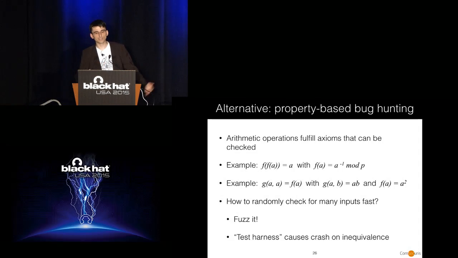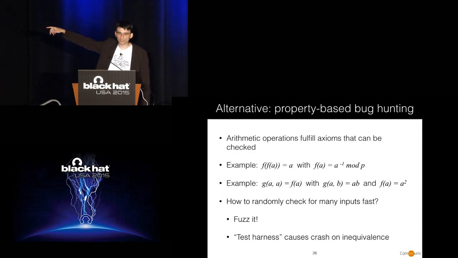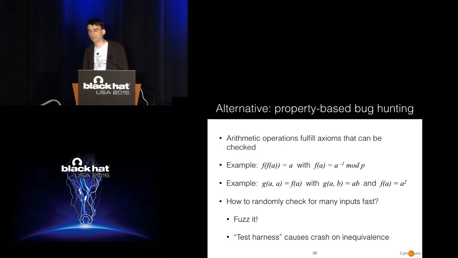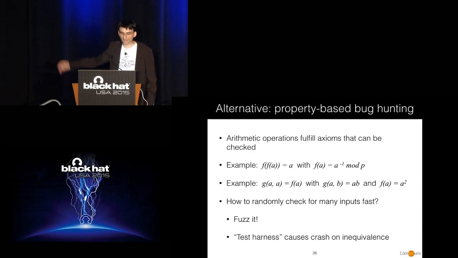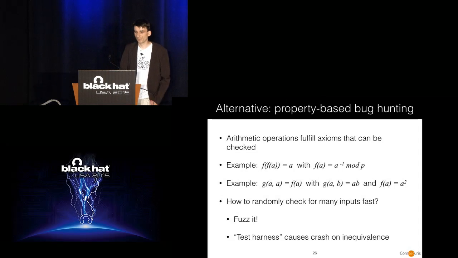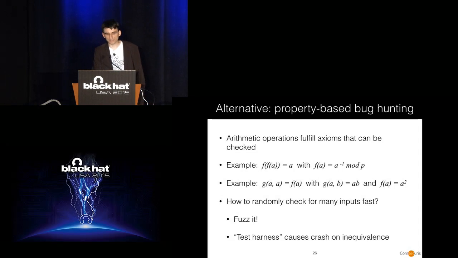If you take the square, okay, there's a mistake on the slide. If you give the arguments a, a to the function g, then that should be equivalent to giving the argument a to the function f. Completely screwed that up, sorry about that. And now, how do you randomly check for many inputs fast? Well, just fuzz it. What you do is cause crashes on equivalence.